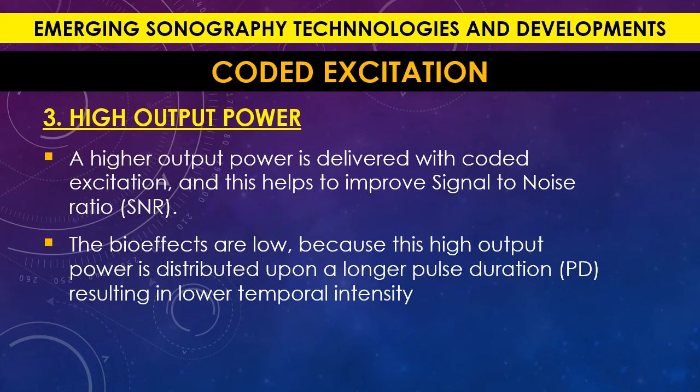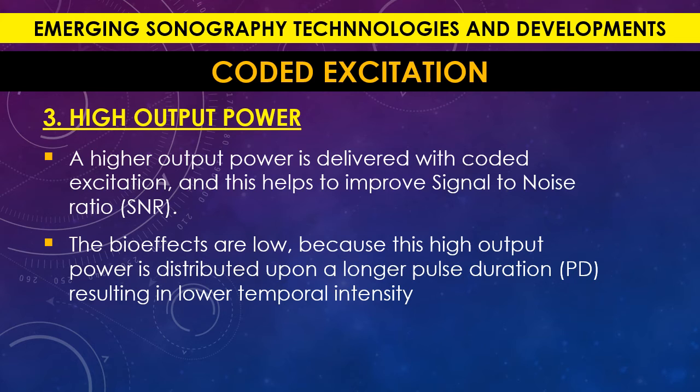The third criterion is that the coded excitation pulse has a high output power. Why do they need a high output power? Remember, when I have a high output power, I will get strong signals, and strong reflections coming back will overcome the noise. So I'm getting a better SNR, a better signal to noise ratio.